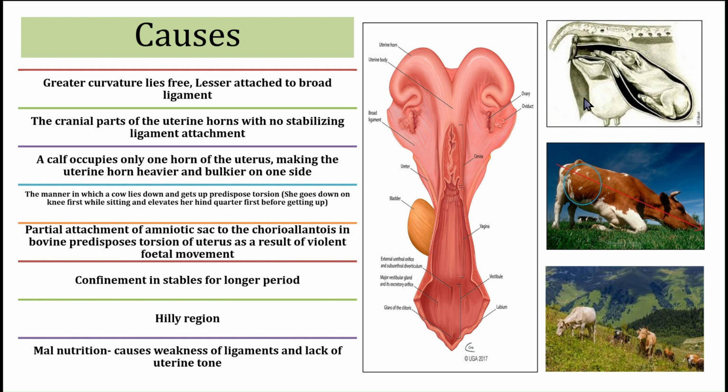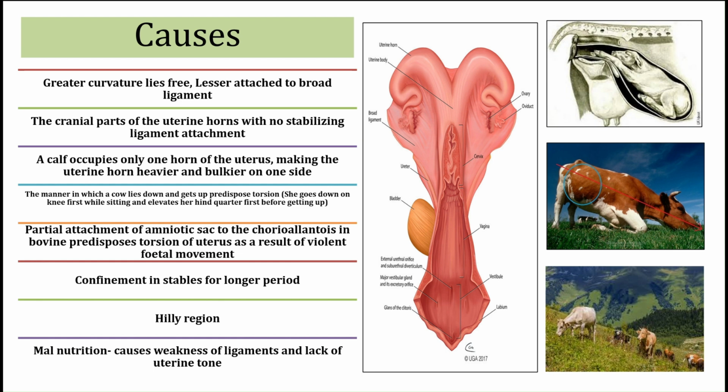The calf is lying either on the left side or the right side, so it makes asymmetry, and one side becomes heavier and bulkier. So this is the predisposing factor in bovines, which is why it is more reported in cattle and buffalo. Apart from that, the manner in which the cow lies down and gets up also predisposes to uterine torsion.